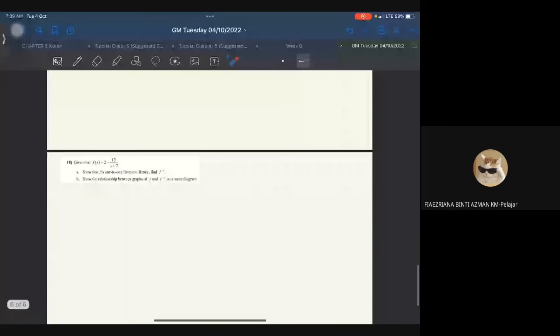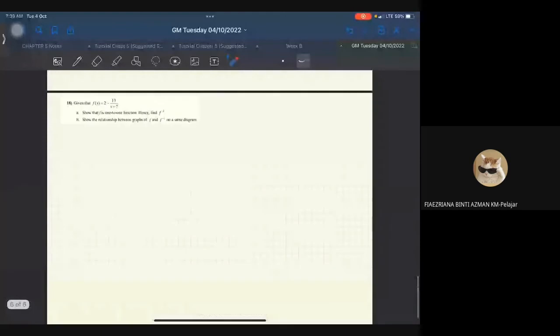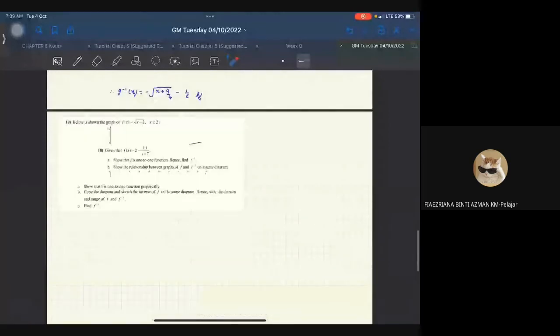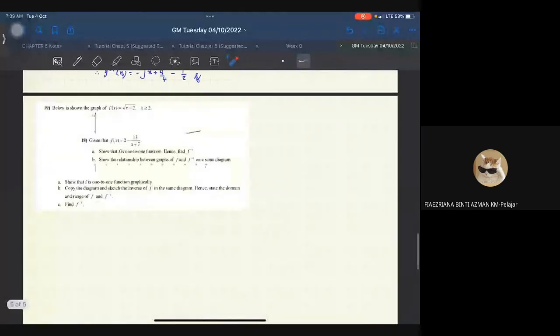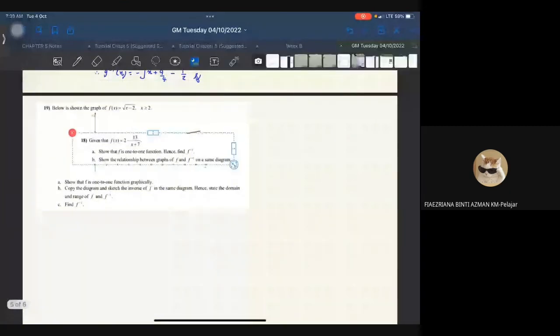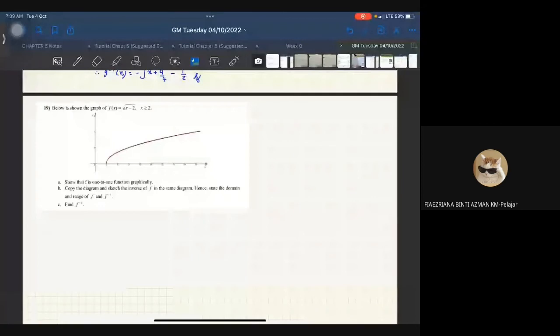the next question. Okay, so nombor 19 saya minta awak buat. Showing the graph of f(x) equals square root of x minus 2. So dia dah cakap dekat situ, domain kita adalah x is greater than or equals to 2. Okay, and then show that f is one-to-one function graphically. So yang ini tak ada masalah. So kalau nak show dia adalah one-to-one function, you just need to draw a horizontal line macam ni sahaja.